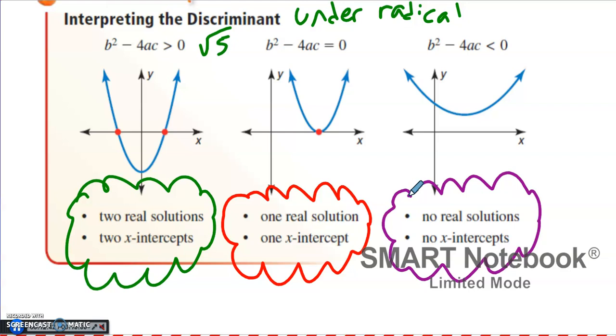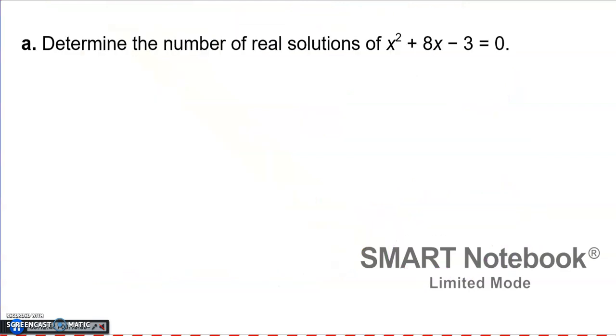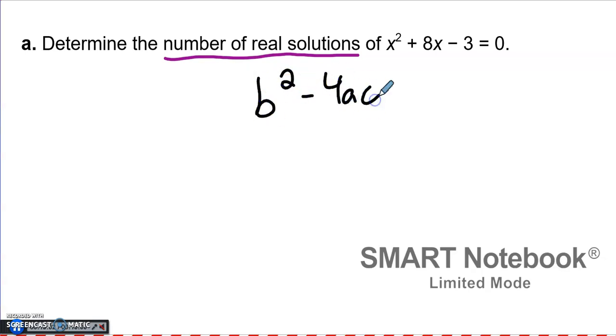So let's practice that real quick. It says determine the number of real solutions for x squared plus 8x minus 3 equals 0. Notice how it's not asking for the solutions. All it is asking for is the number of real solutions. So all we do here is take our discriminant, b squared minus 4ac, and plug in our values. Again, we have a, b, and c.